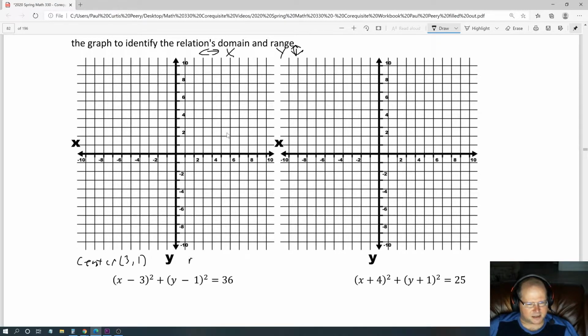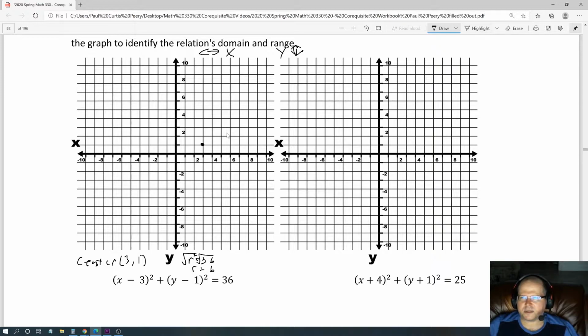The radius, right, we know that r squared is equal to 36. Therefore, r must be equal to 6. The square root of 36 is 6. Okay, cool. So the center is 3, +3, which is 3 to the right, +1. So we're simply going to put it right there.